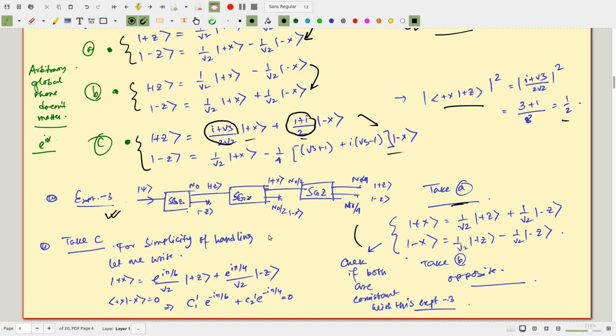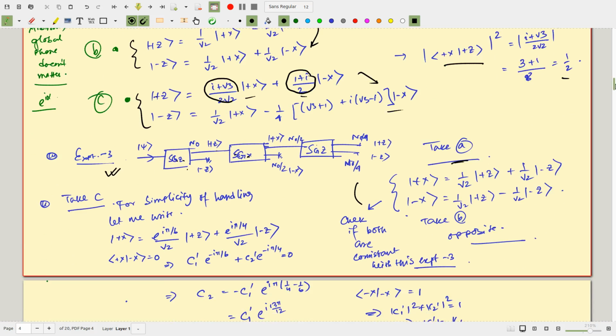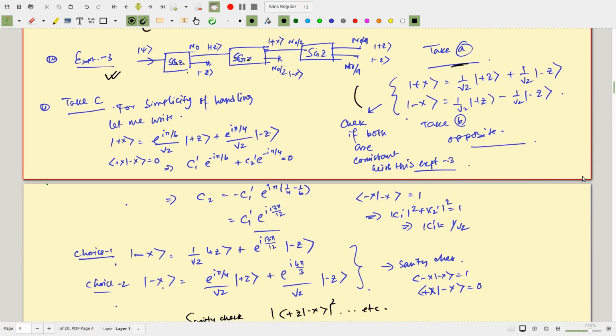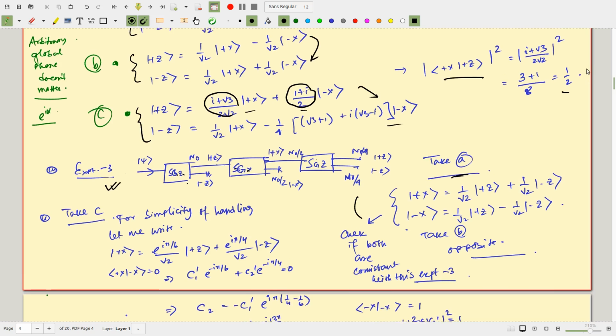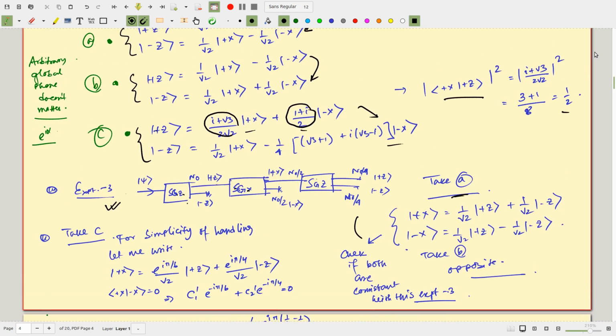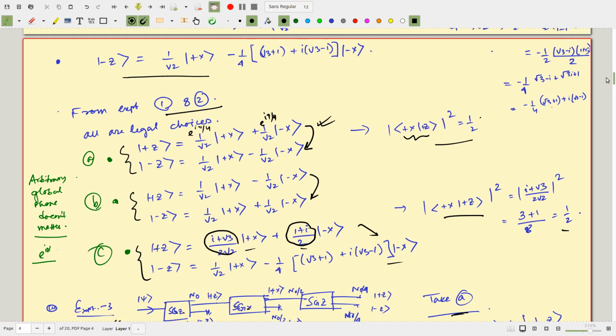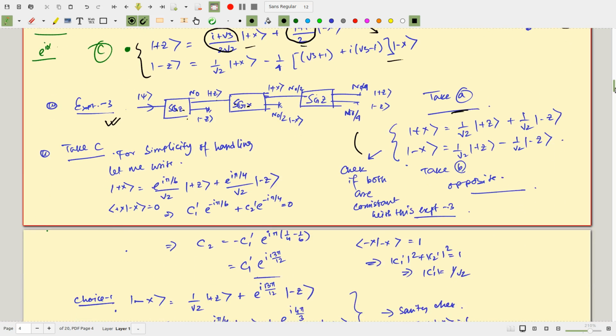So now, just to demonstrate how this choice of plus z and minus z affects my plus x and minus x: if I take A, from A I can work out what the plus x and minus x are, but for simplicity of handling, I again put in an arbitrary phase factor.